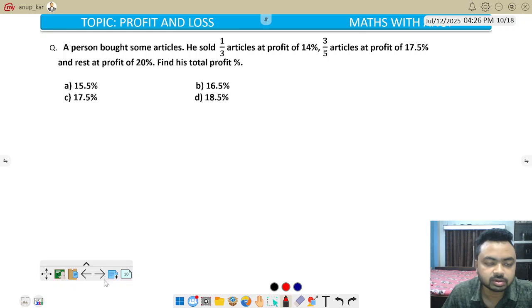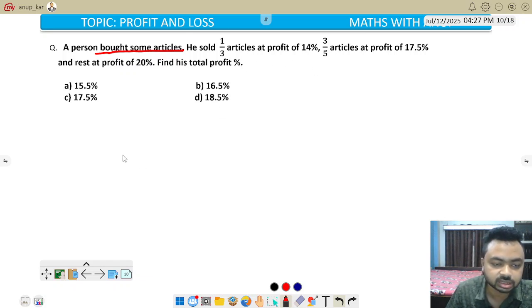So a person bought some articles. He sold 1/3 of the articles at a profit of 14%, 3/5 of the articles at a profit of 17.5%, and the rest at a profit of 20%. Find his total profit percentage. So here the total number of articles is not given. He bought some articles, but how much is not given. He sold 1/3 of the articles and 3/5 of the articles.